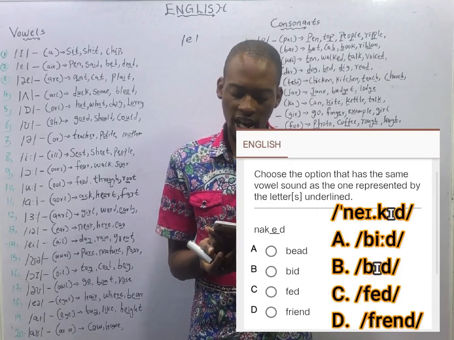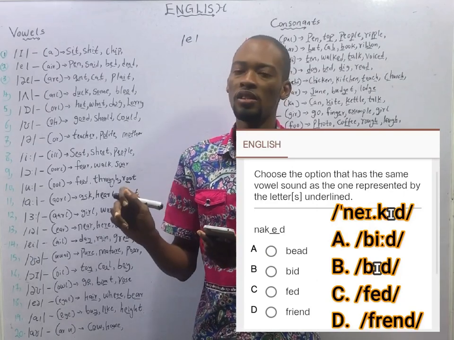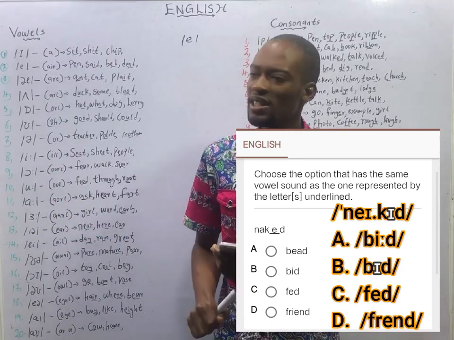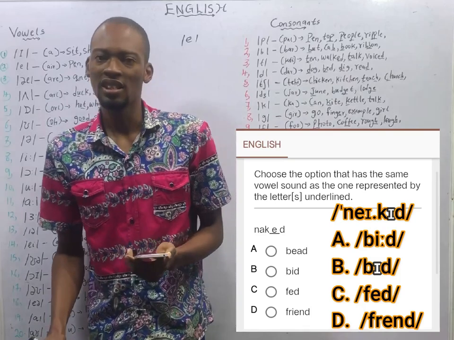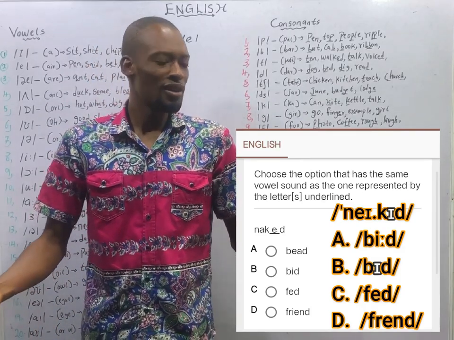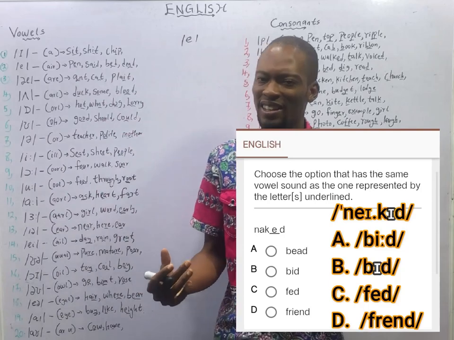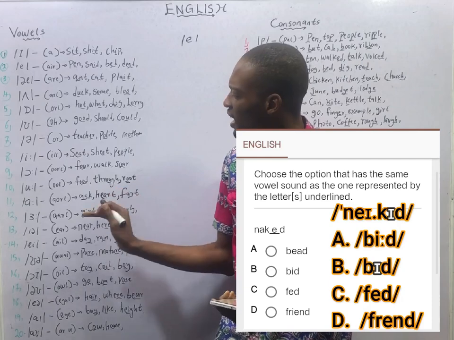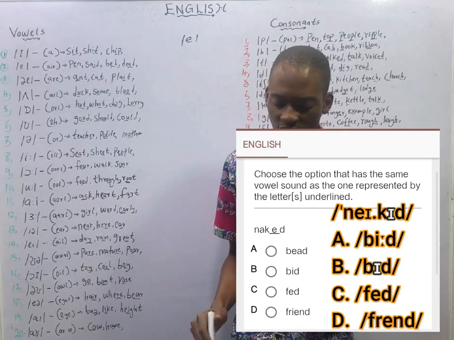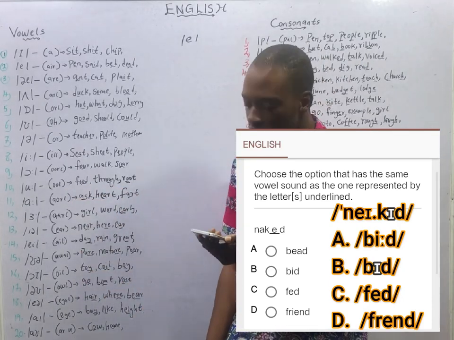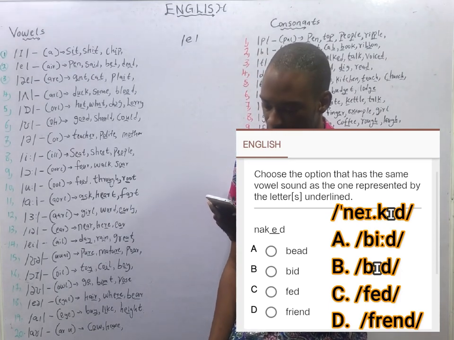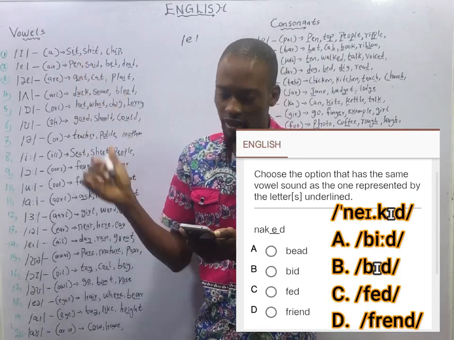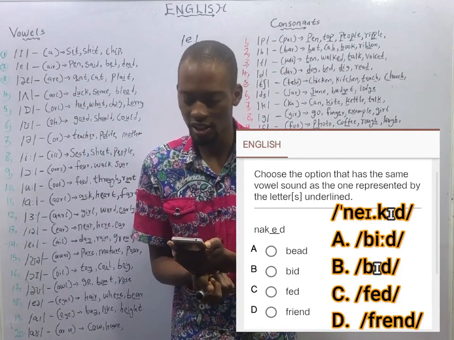In "naked", the E is underlined, and that is what we are focusing on. So what is the sound produced by the E in "naked"? The best way to answer these questions correctly is to know how to pronounce certain words. This is not "naked", it is "naked". And it has the A sound, as in said, as in bed. That is the sound in "naked".